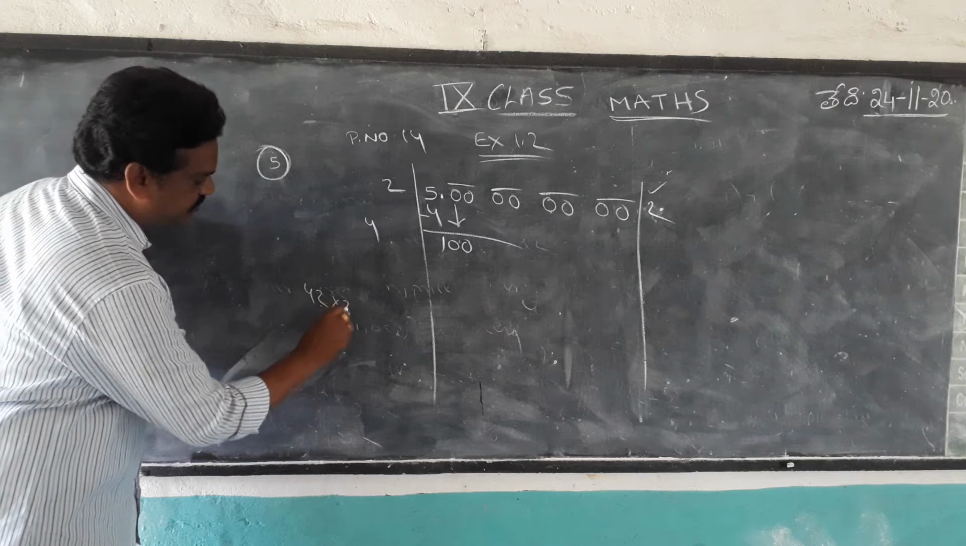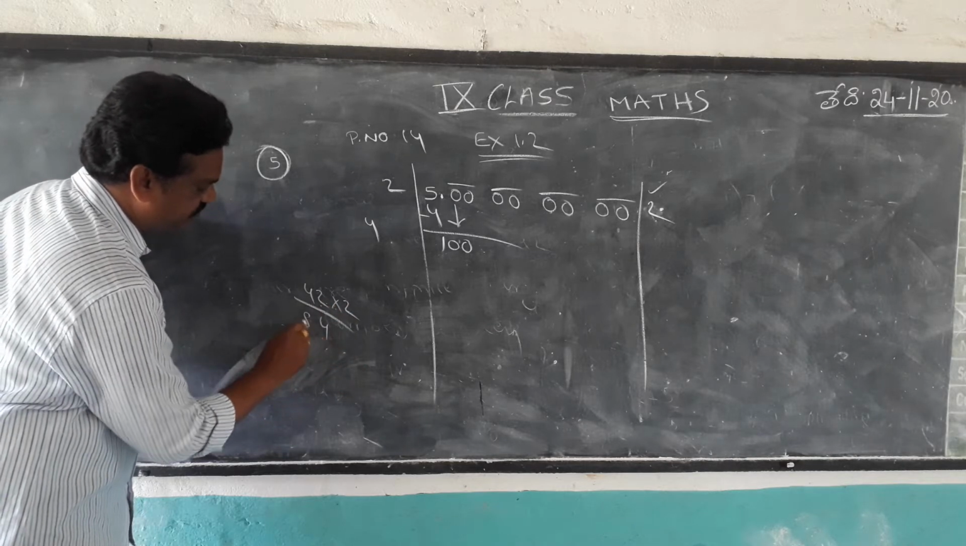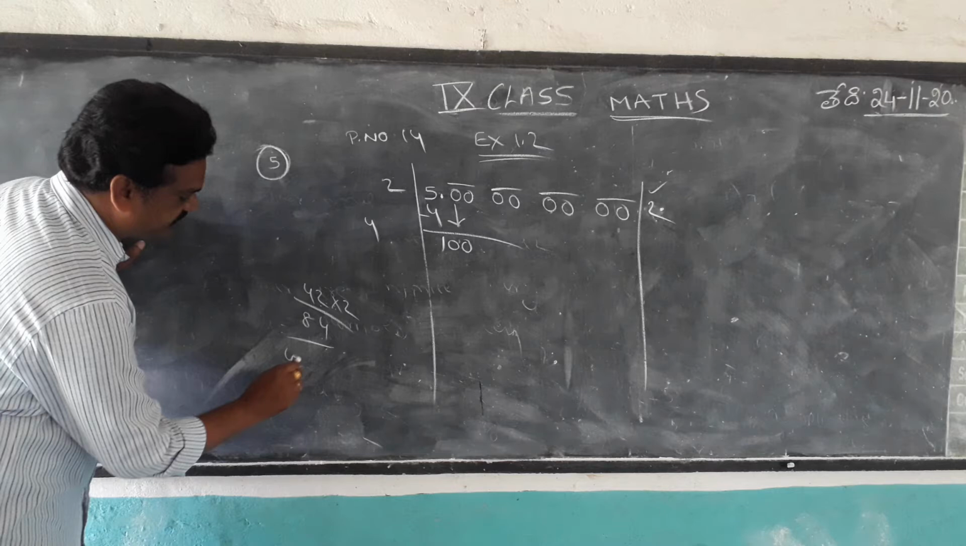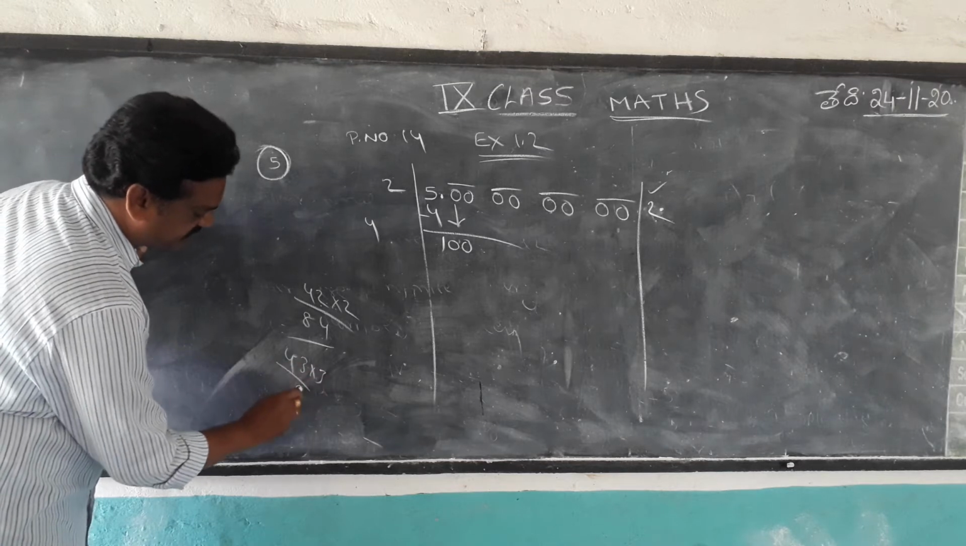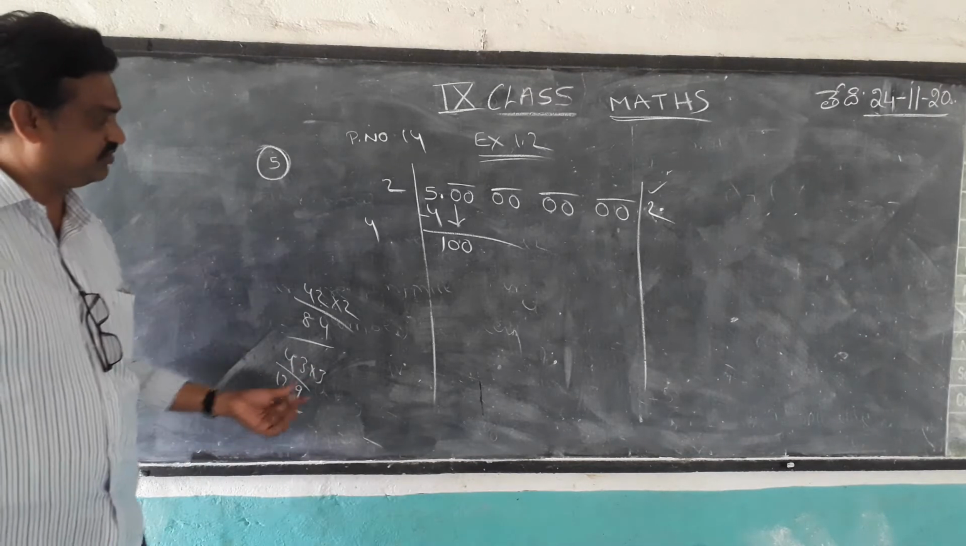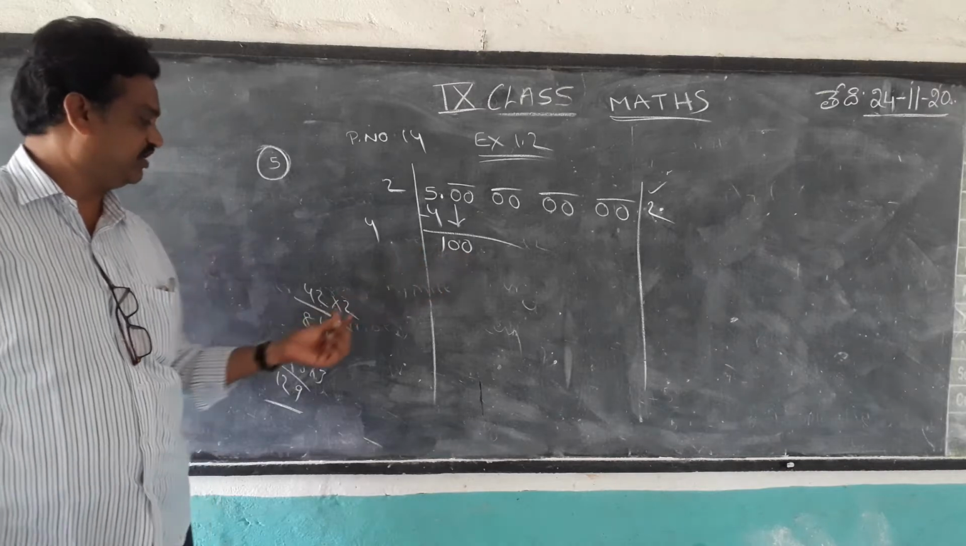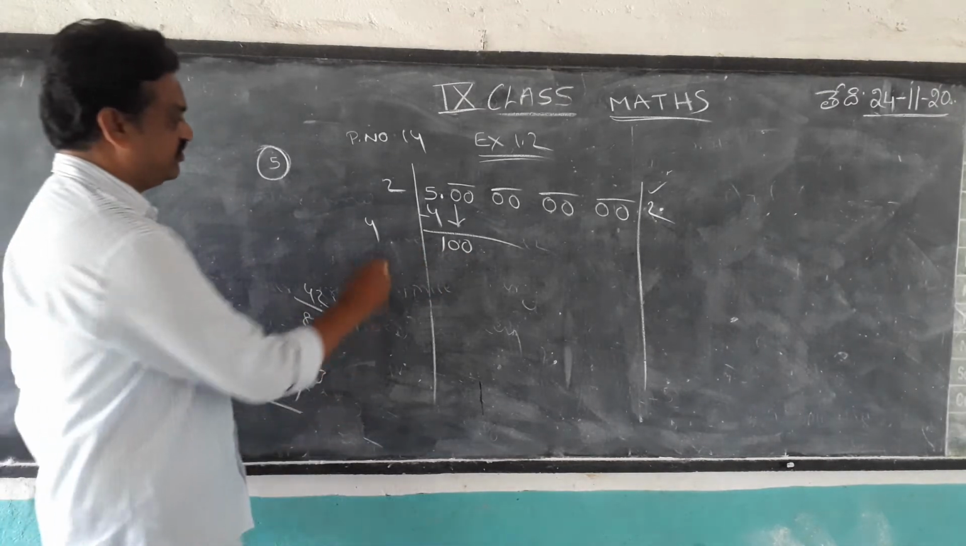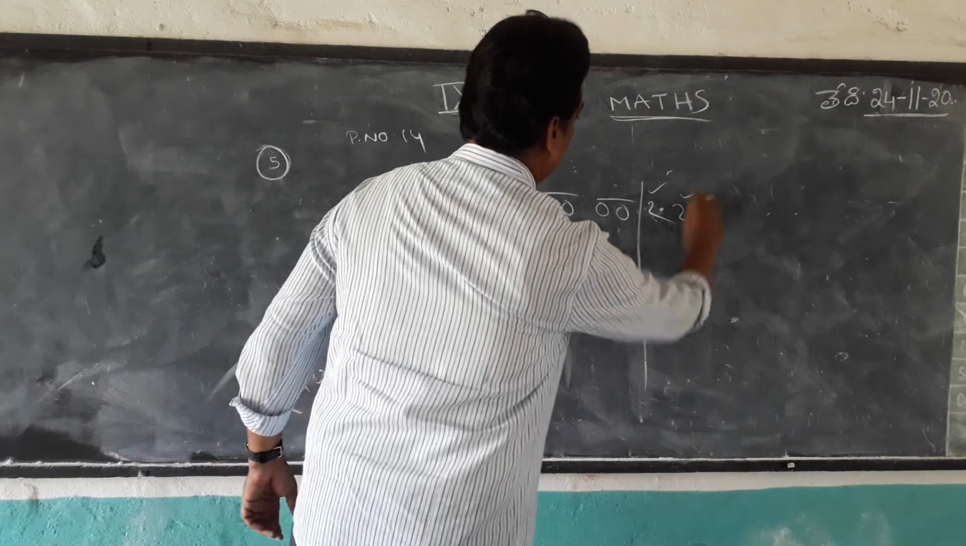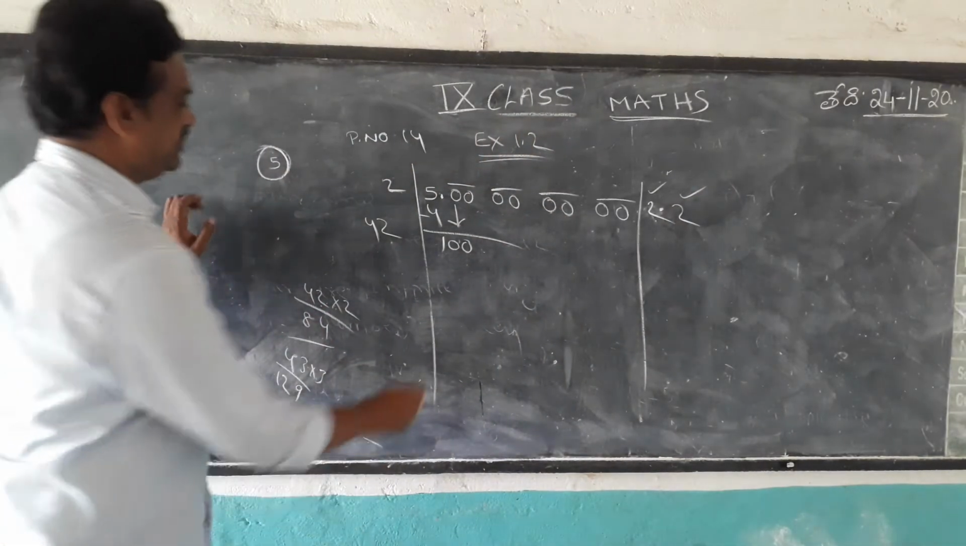2 into 2. 2 2s are 4, 2 4s are 8. For example, if you take 3, 3 3s are 9, 3 4s are 12. 129 is more than 100. Therefore, you have to take 84. Therefore, 42 2s are 84.